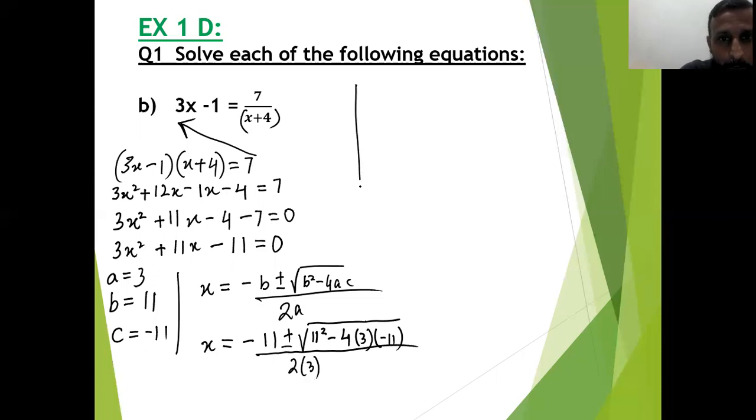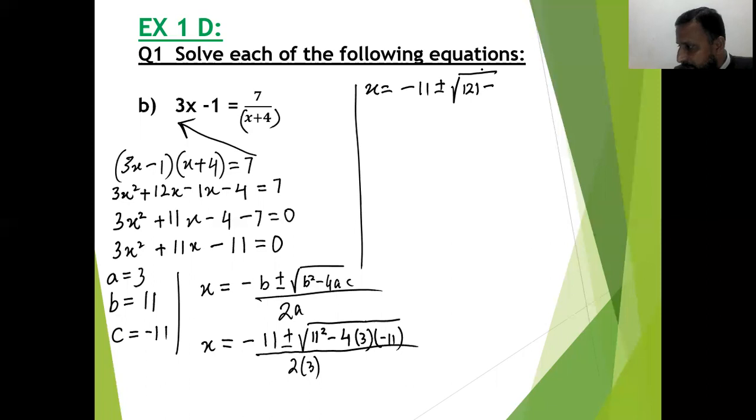All right, dear students, so let's simplify this more. X equals negative 11 plus minus under root 11 11s are 121, and then we have got 4 3s are 12, and then 12 into 11 is 132. Am I right? 132. So again, minus 11 multiplied by minus 4 makes positive, so we have got plus 132.